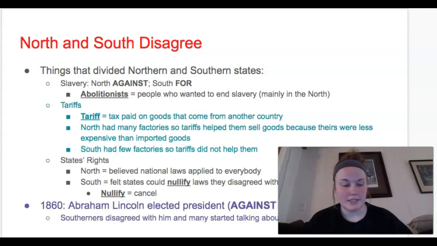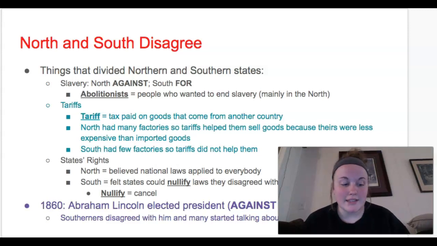The North and South disagree. The issue of slavery had divided the United States from its beginnings. By the mid-1800s, many Anglo-Americans in the South believed in slavery. They said their agriculture depended on slave labor, but a growing number of Northerners opposed slavery. They believed all people should be free.